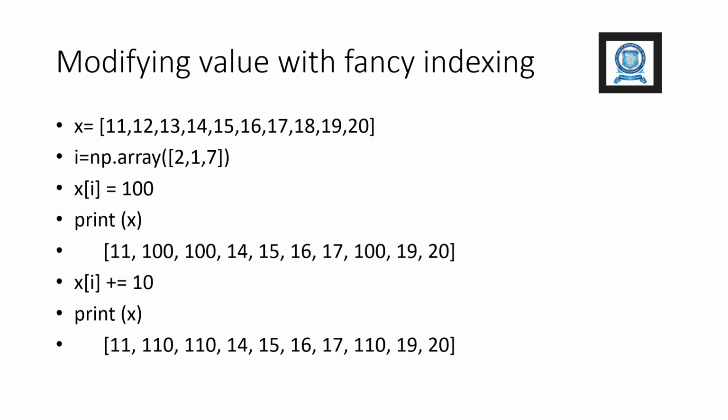And next one is, for example, x of i plus equal to 10. That statement is equal to x of i is equal to x of i plus 10. So the value in the ith position will be added to 10 and the result will be printed on the screen. Print x. This statement produces 11, 110, 110 and then 14, 15, 16, 17 and then 110 and then 19, 20 will be printed.